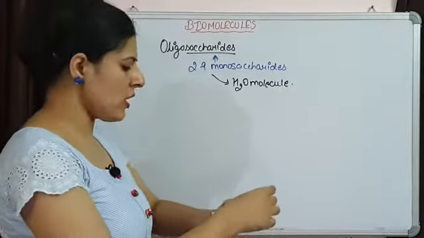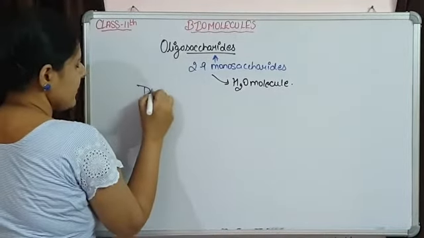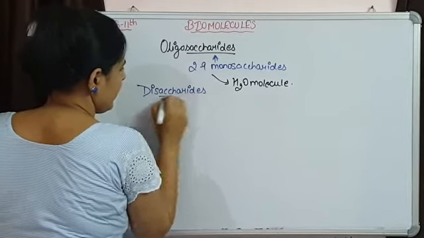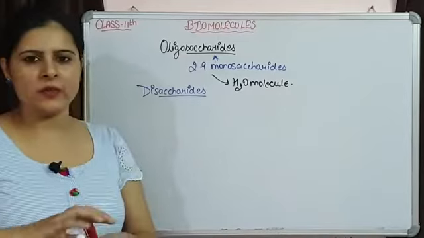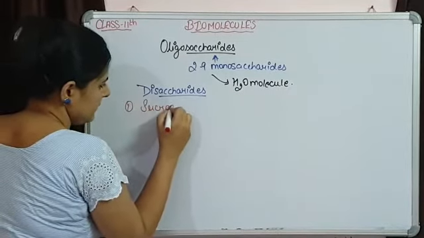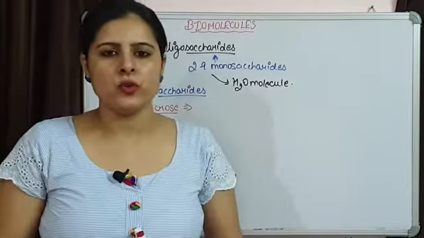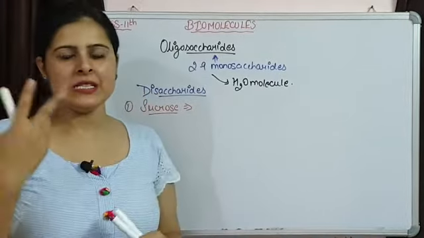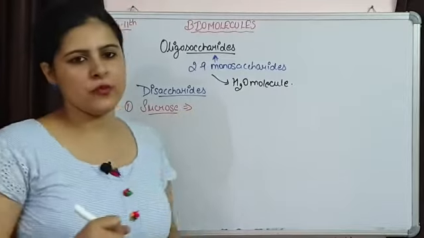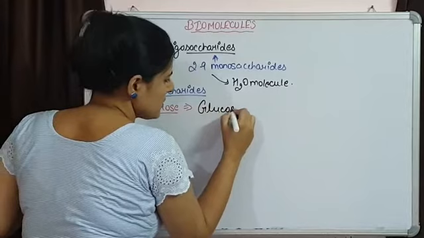So first let's talk about disaccharides. The first disaccharide which we are going to consider is sucrose. When we talk about sucrose, obviously it is a disaccharide, meaning 2 monosaccharide units combine together and are responsible for the formation of sucrose. So here, glucose and fructose.